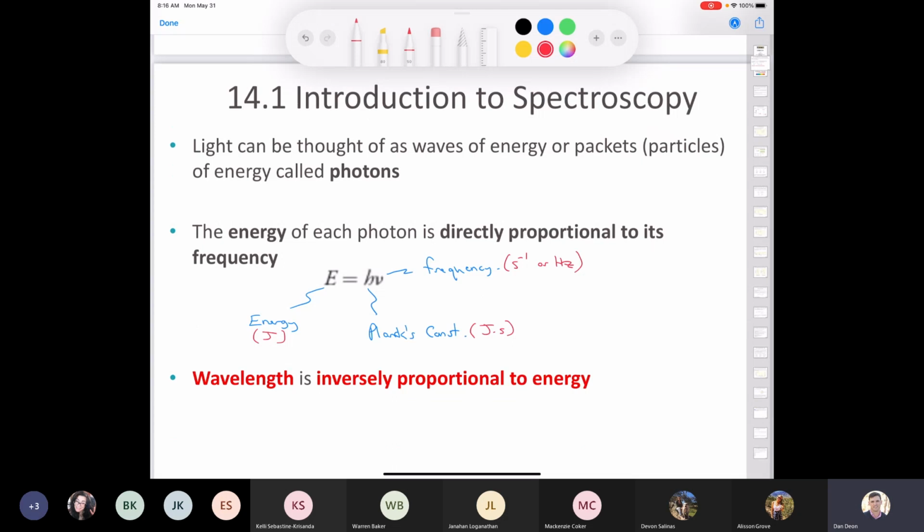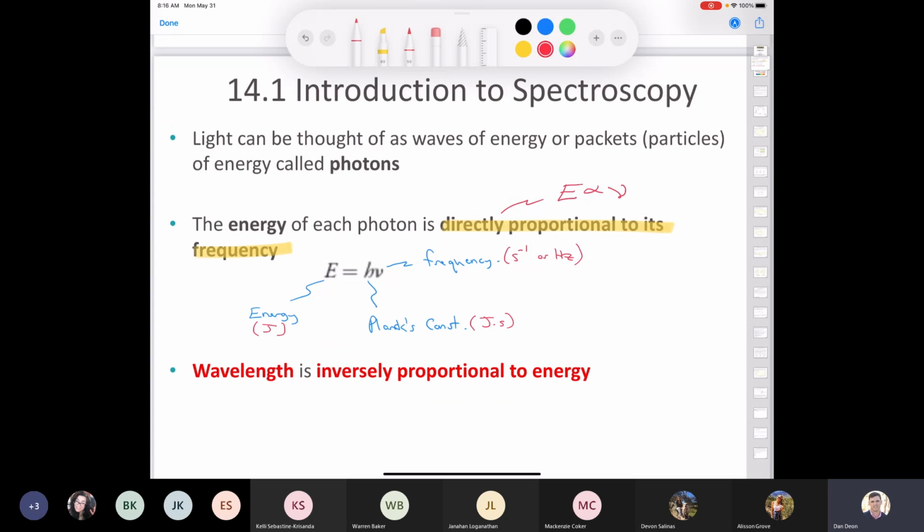Well, it says here that wavelength is inversely proportional to energy. When I look at this formula, I don't get that. I see that energy is directly proportional to frequency. And so based off of what I have highlighted here, we could write that since energy is equal to H times the frequency, we could say that E is proportional to frequency. Well, how do we get that wavelength is inversely proportional to energy? I'll show you how we get that.